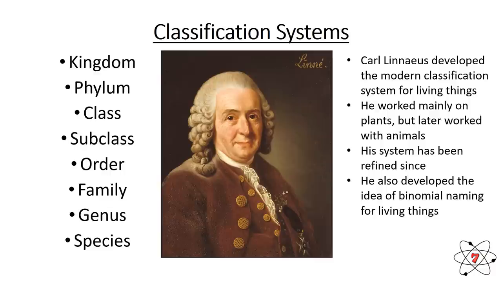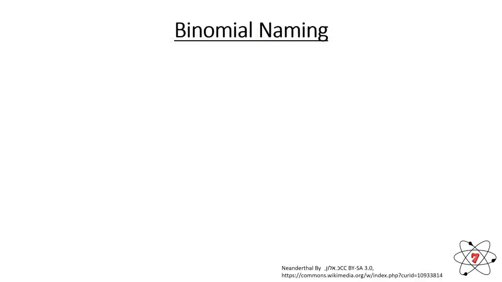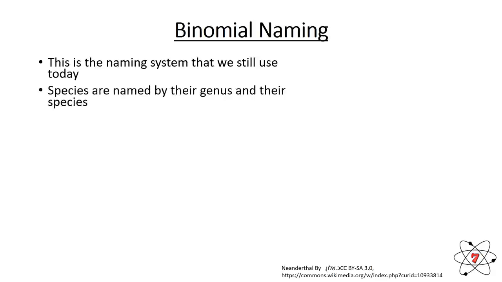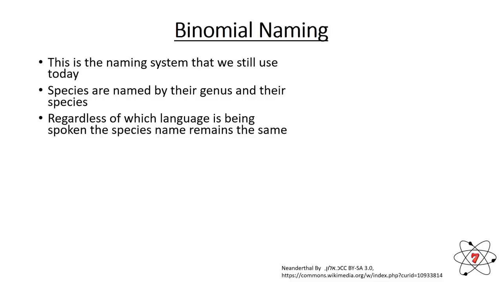Linnaeus also developed another system, a naming system, and it's called the binomial naming system, and this is because every species has two names. This is their genus and their species. So every single species has two names, and we still use the system today. Binomial naming is the naming system that we use today. Species are named by their genus and their species. Regardless of which language is being spoken, the species name remains the same because it's in Latin.